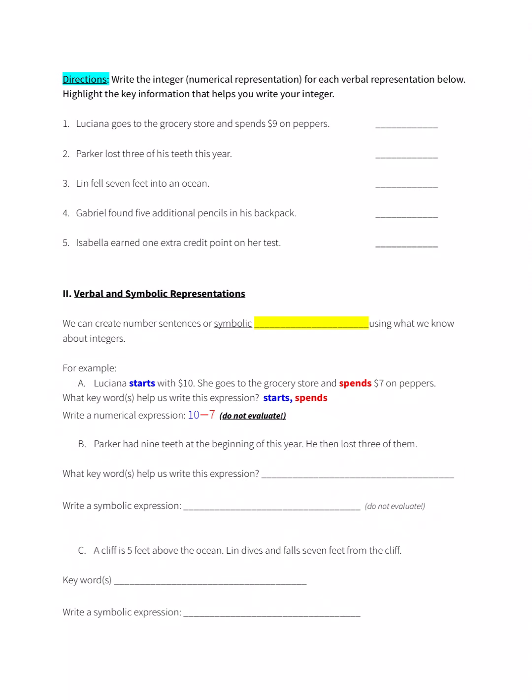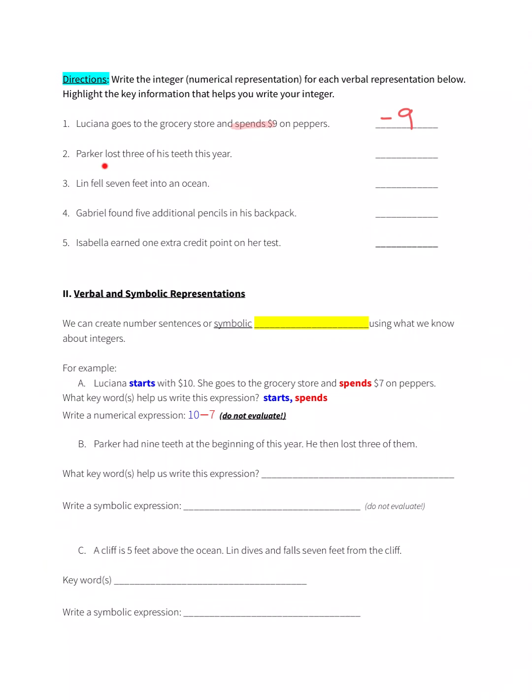So here we go. Luciana goes to the store and spends $9 on peppers. So we have to figure out what integer we're going to write from this verbal representation. And I'm going to highlight the key words. So I hear right here, spends $9. Well, if you're spending money, you're losing it. So that would be a -9.